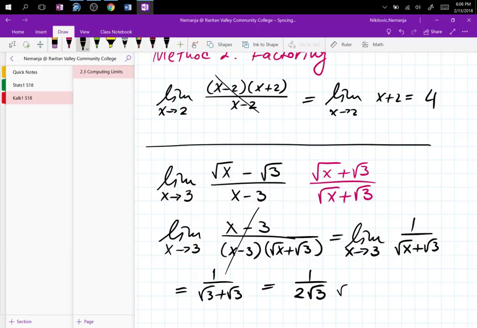And now we rationalize this because we don't want a square root in the denominator. It's root 3 over 6. That's the conjugate? Yeah, rationalize it by using the conjugate. Very good.